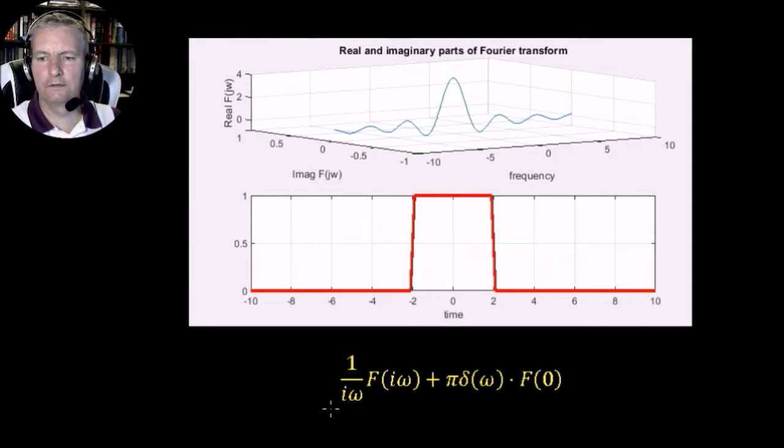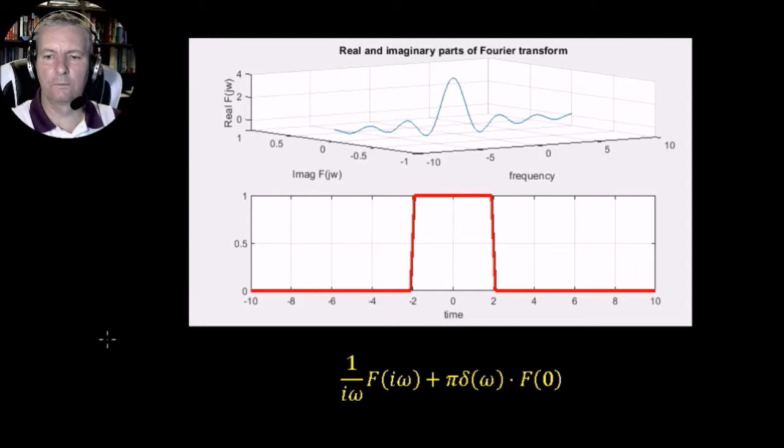So this division by I is the same as multiplication by minus I. That would be equivalent to rotating the entire function onto the imaginary axis. We just multiply by I, which moves it 90 degrees, so we rotate it onto the imaginary axis. And then we also divide by the value of omega. So that's one thing that we're going to see. Now the other thing we're going to see is an impulse function.